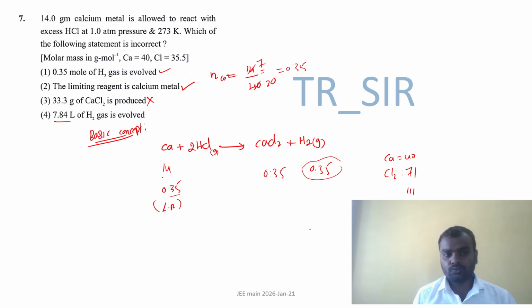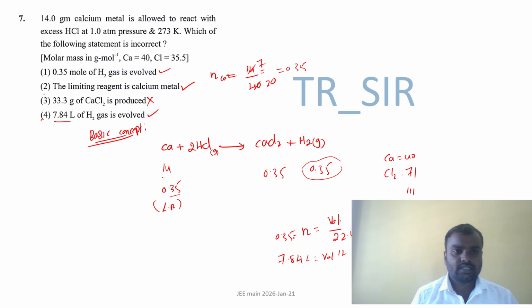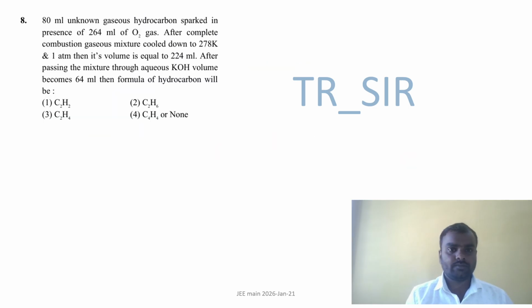What is the volume of H2? Number of moles equals volume by 22.4 at STP. Moles is 0.35. 0.35 into 22.4 gives 7.84 liters, that is the volume of H2. That means the fourth statement is also perfectly correct. So what is the answer? Only one is wrong. Option 3 is the right answer for this question.